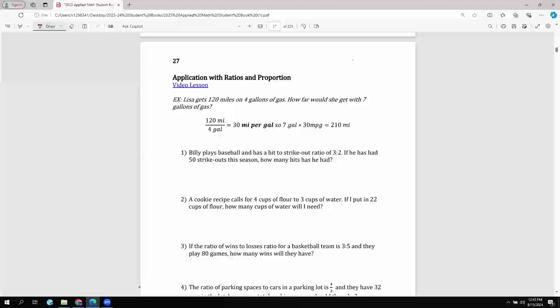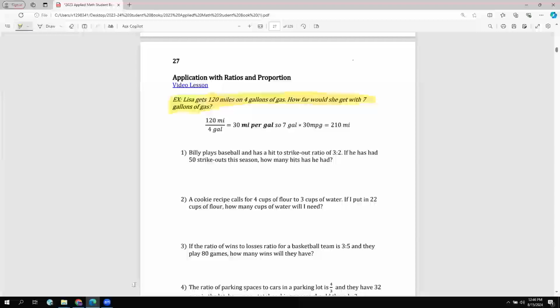Now let me introduce you to a question that you probably are familiar with. Let's do this example right here. This example is a very common type of proportion problem. Proportion just means that we're going to take a ratio and solve using different quantities. This is a great way to introduce it because it's something you probably already know. So here we go.